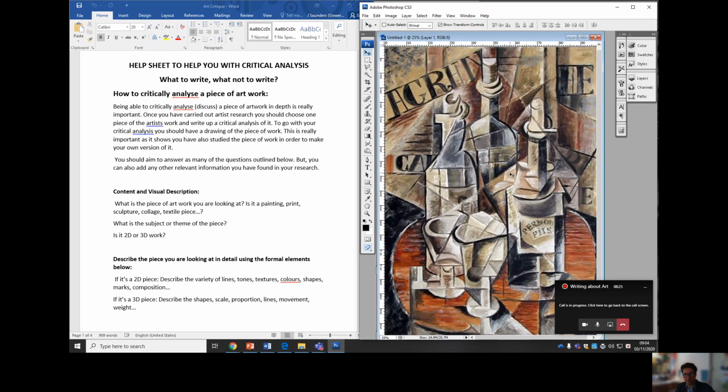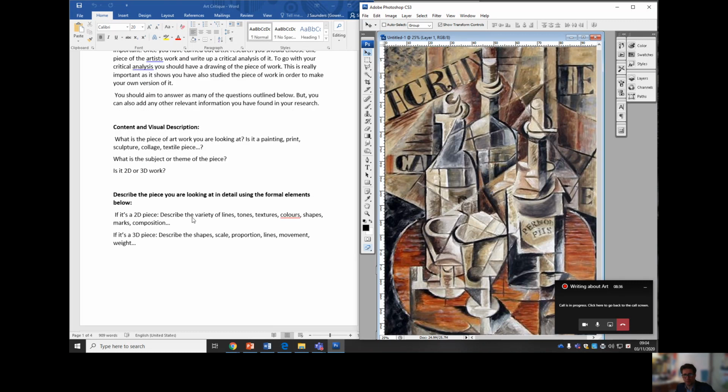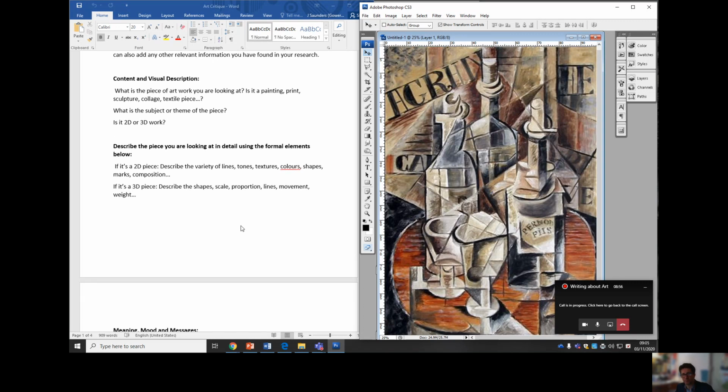In this case, it's a 2D piece. A 3D piece would be related more to sculptures or maybe a relief. When we are talking about describing a piece of work, we're talking formal elements like line, tone, texture, colors, shapes, marks of composition. And if it was a 3D piece, we'd be talking about scale and shape. We're going to look at that in a bit more detail in a moment: what words we can use to describe the line or the tone or the texture.